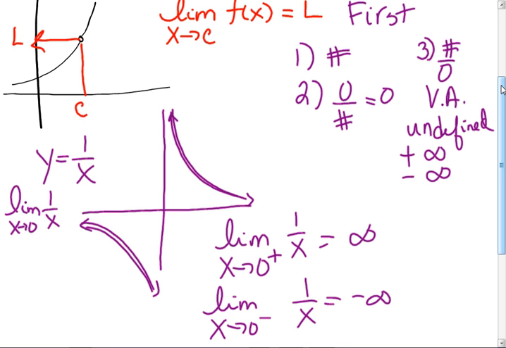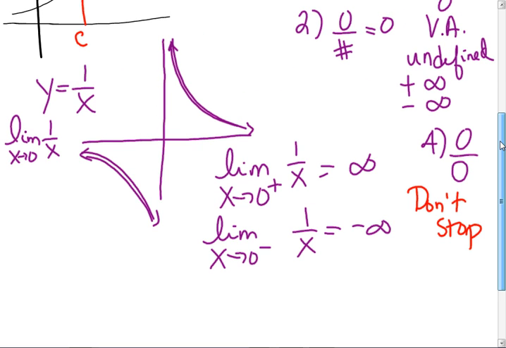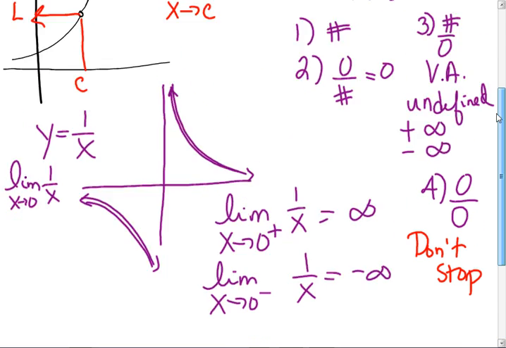Well, that's still not the one that's interesting. The interesting one is the last one where you get 0 over 0. Some of you want to say that's undefined. It's a hole in the graph. We got a problem when you get 0 over 0. And this is one where you don't stop. I still have seen some of you say 0 over 0 and leave it at that. No, you have to do some work. And I'm going to show you a way to do the 0 over 0s.